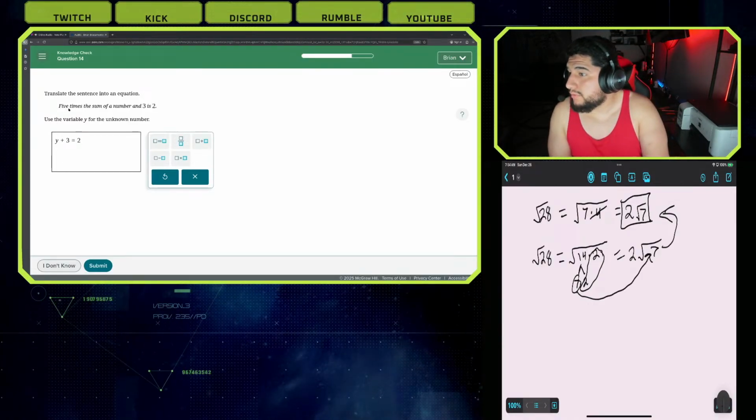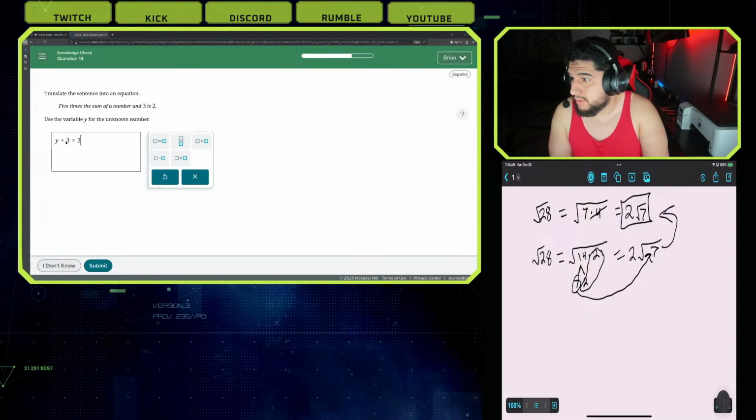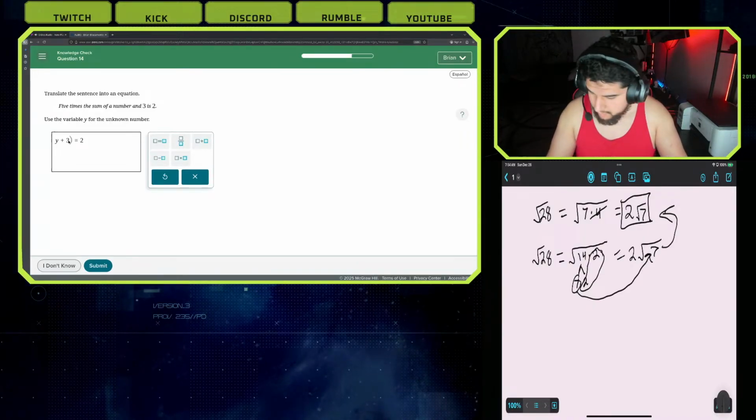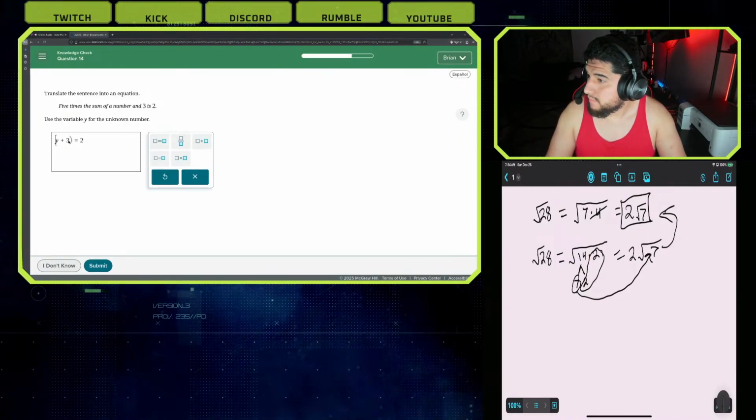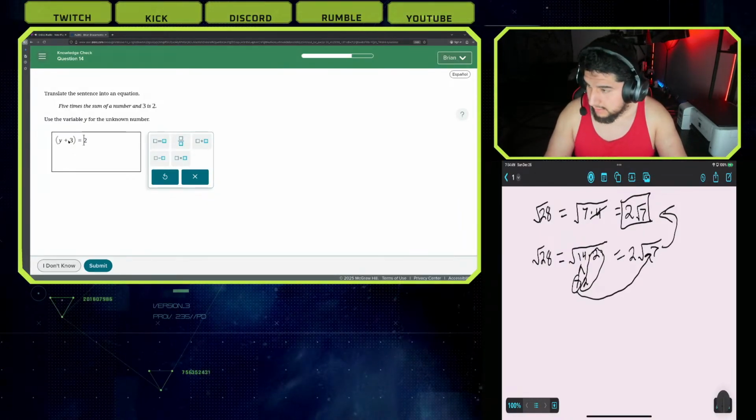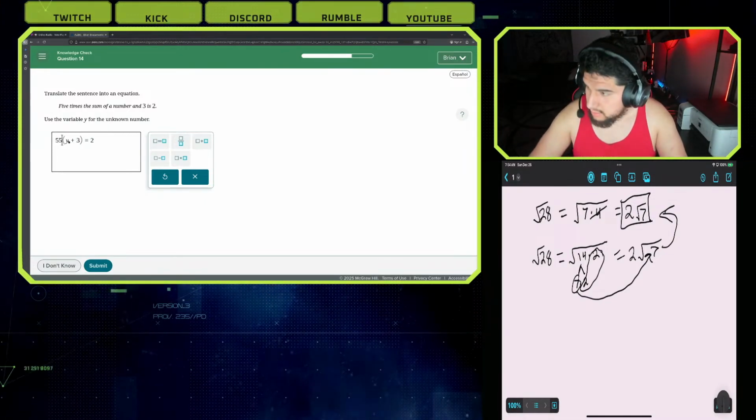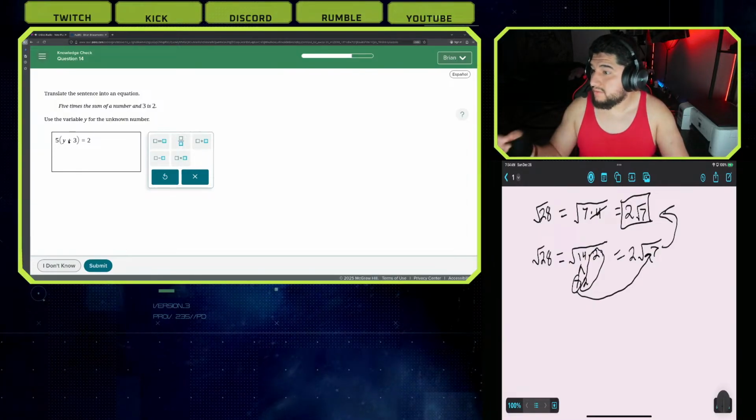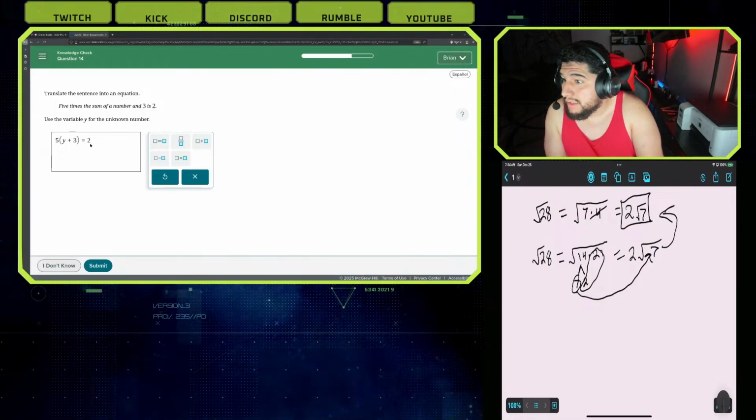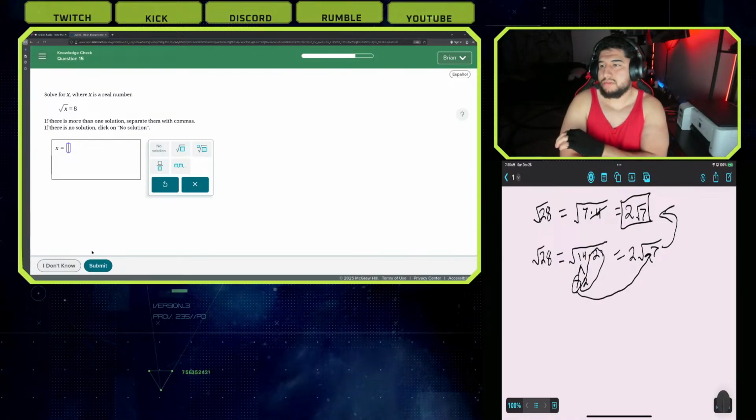Now, 5 times the sum of a number and 3. So the sum, y plus 3, we have to put in parentheses. And then on the outside, on the left, we have to put 5. So 5 times the sum of a number, y plus 3, equals 2. That's how you do it. It should be kind of obvious.